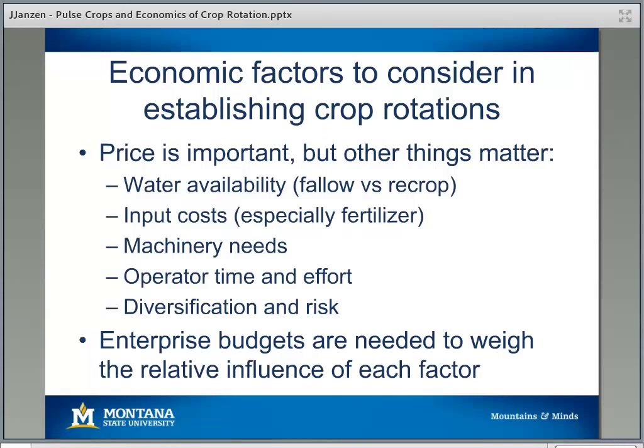The tool that we're going to use are enterprise budgets. We need to weigh the relative influence of each of these and other factors in setting up a pulse crop rotation.